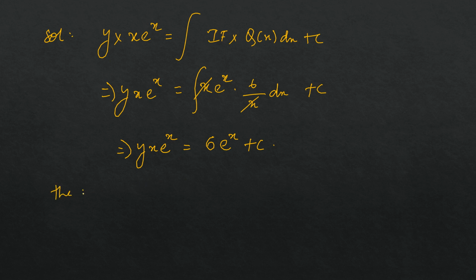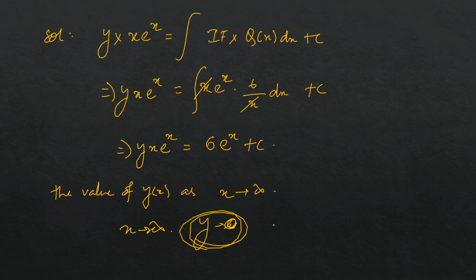The question is the value of y(x) as x tends to infinity. So when x tends to infinity, if you see, y must be tending to 0, right? To make the whole thing finite, y equals 0. Okay, the answer is 0. All right. Is it clear?